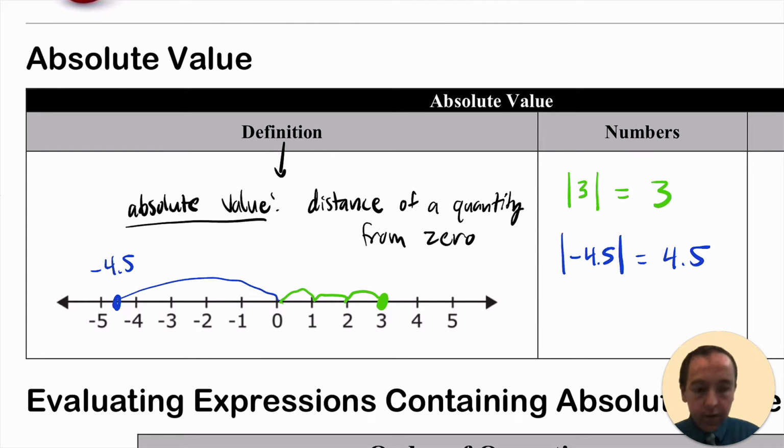And then, of course, as a special case, if we were at 0 and wanted to find the distance of the number 0 from 0, that's 0 away from 0. So that's just going to equal 0.